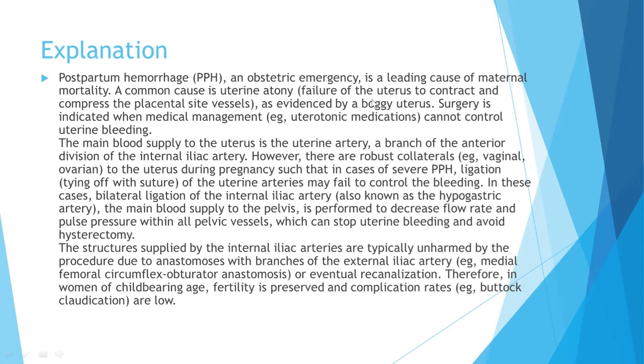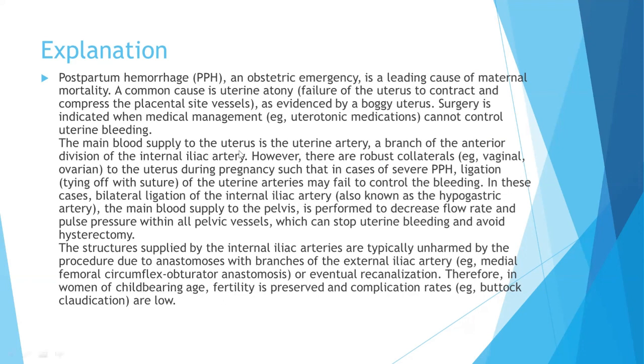Another T is trauma. Trauma during delivery, such as any vaginal or cervical lacerations, may bleed. Even if the uterus is firm and hard, it can bleed from the vagina. After that, there is tissue. If any retained portion of the placenta remains, it hampers uterine contraction, and there is bleeding from that site. And after that, there is thrombin. If the patient has any sort of bleeding disorder, then the patient will have postpartum hemorrhage.